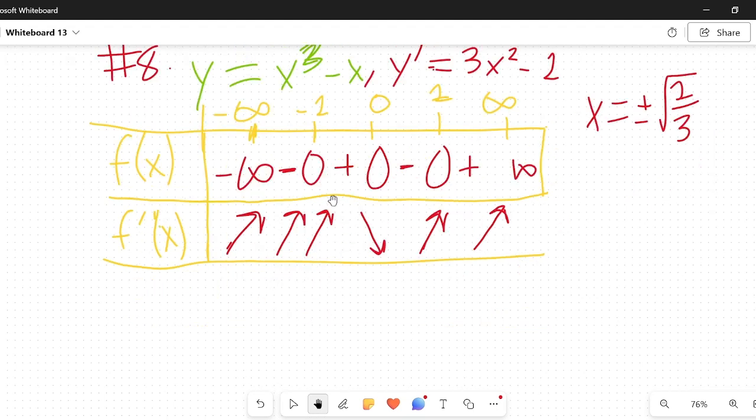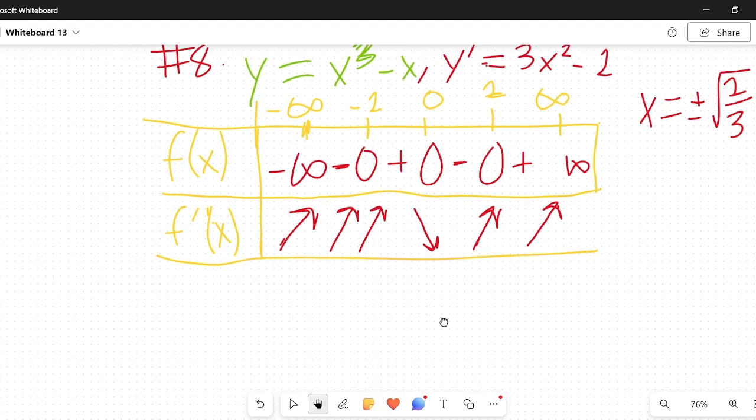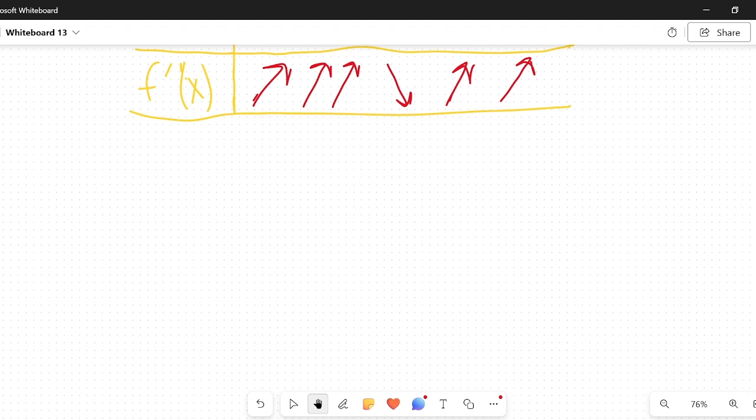So with the first derivative test, this is going to be a relative maximum, where it goes from increasing to decreasing. And then this is going to be a relative minimum, where it goes from decreasing to increasing. So yeah, that's essentially how it's going to work. That's how we apply the first derivative test.